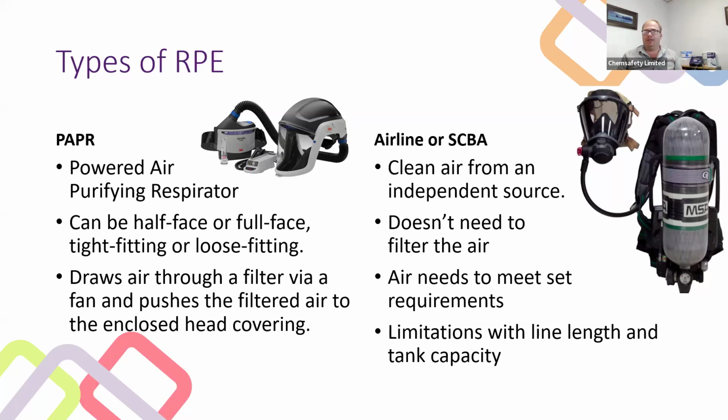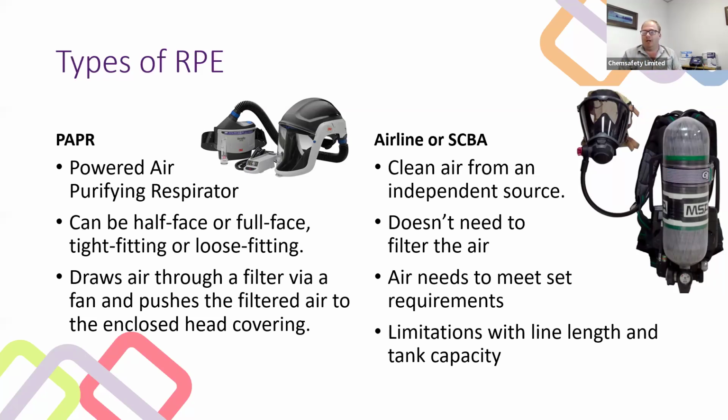The next one, and I don't have an example here with me today, is an airline or self-contained breathing apparatus. These don't have to filter the air. They can bring the air in from an independent source, whether that be a tank or a compressor with an airline situated away from the contaminated zone. And because they don't need to filter the air, it can be a more tight seal around the face because they don't need a passive way for the air to come through.